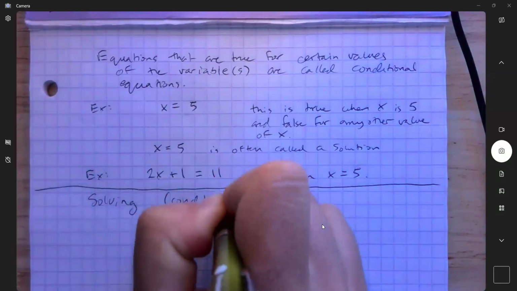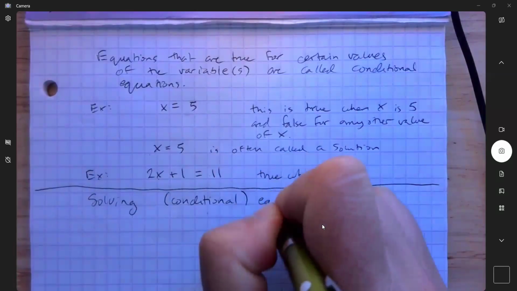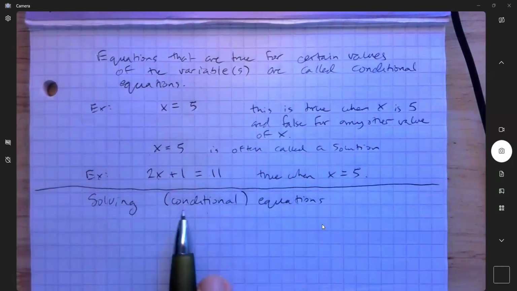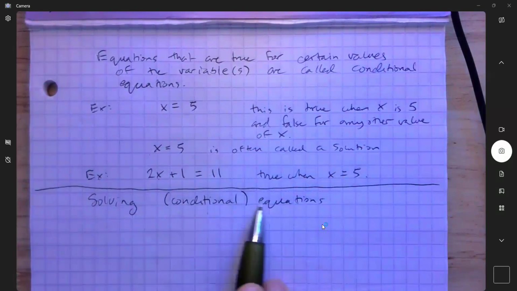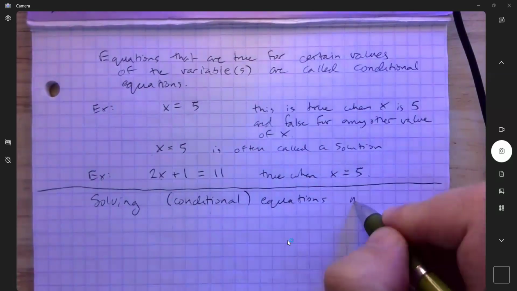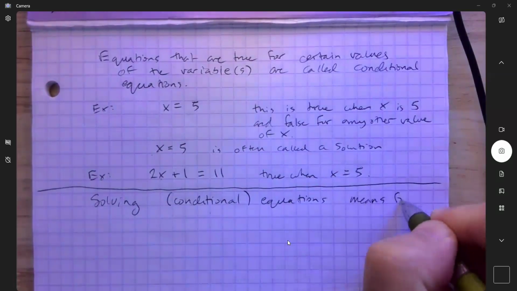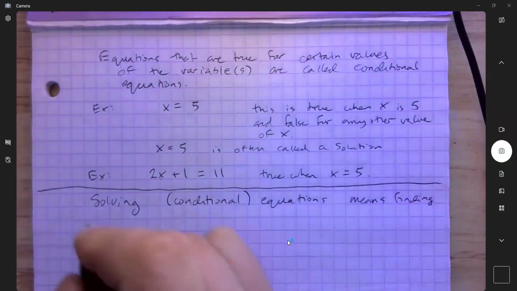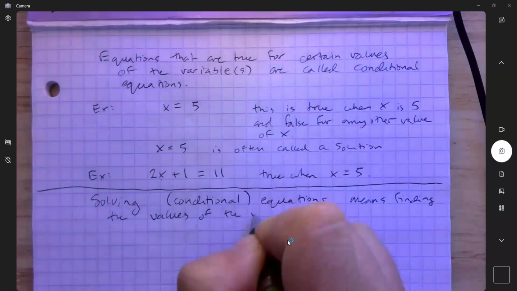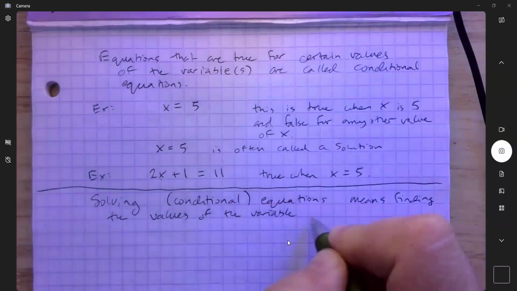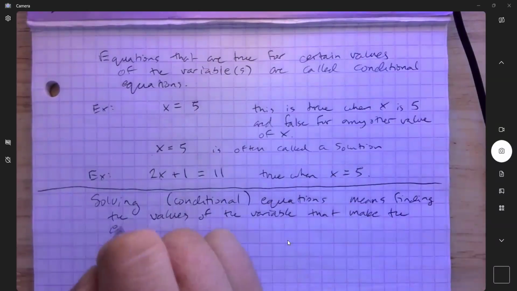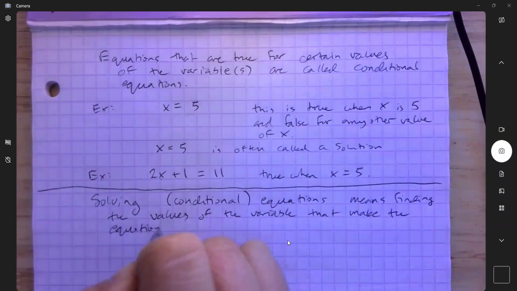I'm going to drop the word conditional very soon, because almost all equations we work with in mathematics end up being conditional, so we usually just call them equations. So solving conditional equations means finding the values of the variable that make the equation true.